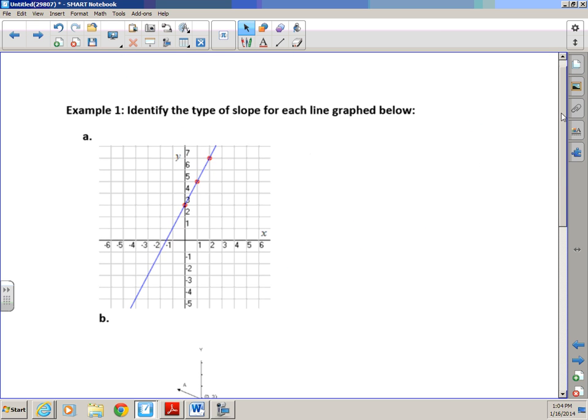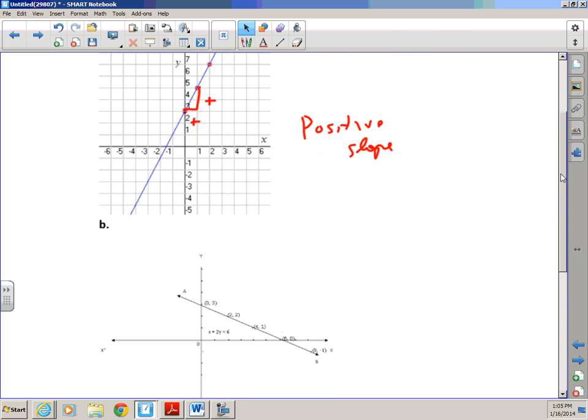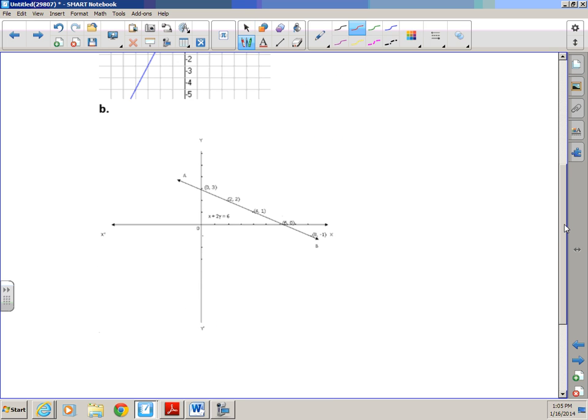All right, so let's go through some examples. All I want right now is for you to tell me if this is positive or negative slope. So hopefully you're seeing it's going up and to the right. So it's a positive slope. Because to go from one point to the other, right is positive, up is positive. Okay? And then on the flip side, I go up, which is positive, but to the left, which is negative. So that's a negative slope. One negative number makes the entire fraction a negative.